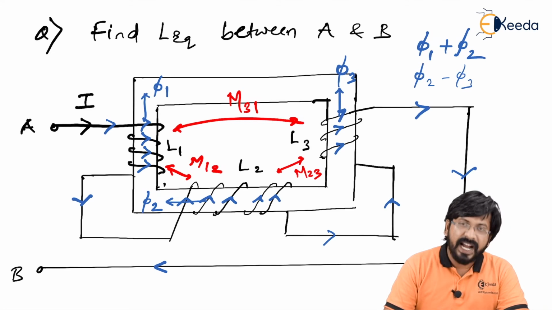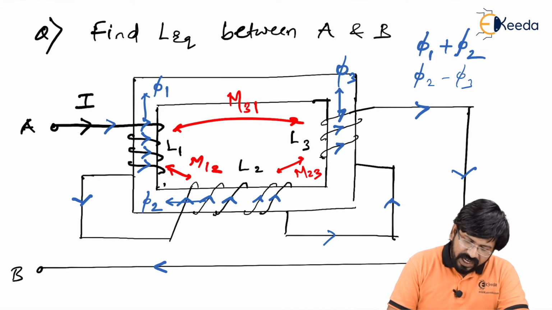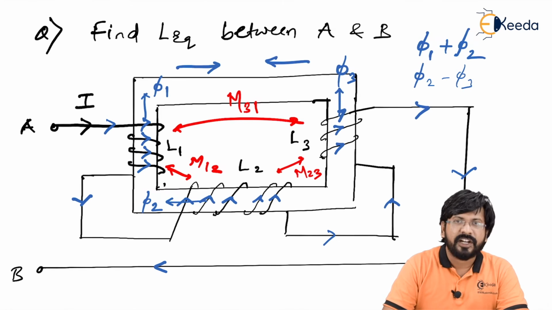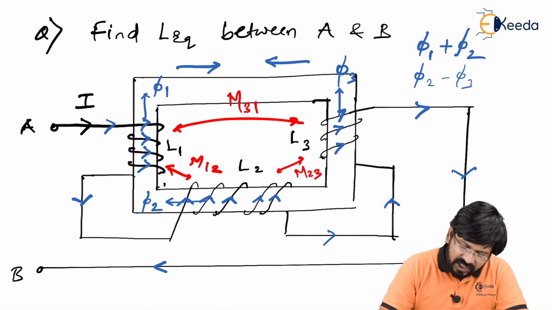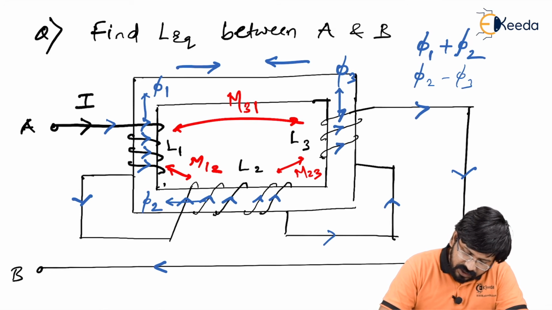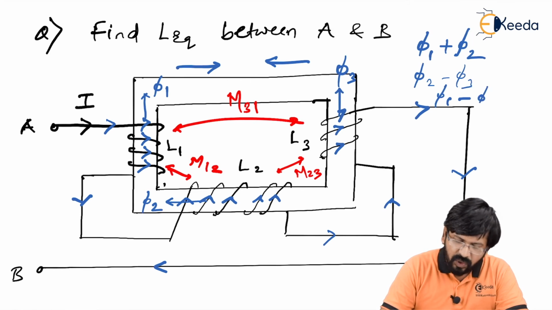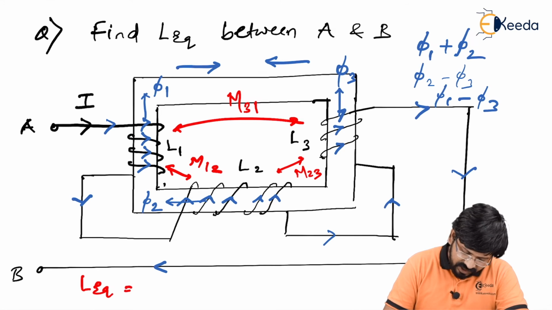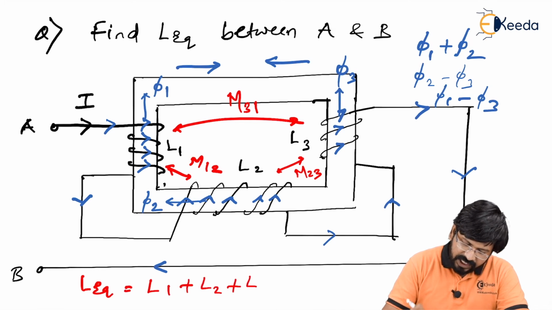For coil 3 and 1, you can see phi 1 and phi 3 are in the opposite direction. Like phi 1 is going in this direction and phi 3 will go in this direction. It means they are in opposite direction, so subtraction takes place for 1 and 3. So phi 1 minus phi 3 or phi 3 minus phi 1, whatever you write, both of them are correct. One cannot deny the fact that L1, L2 and L3 are in series, so obviously L1 plus L2 plus L3 will come by default.